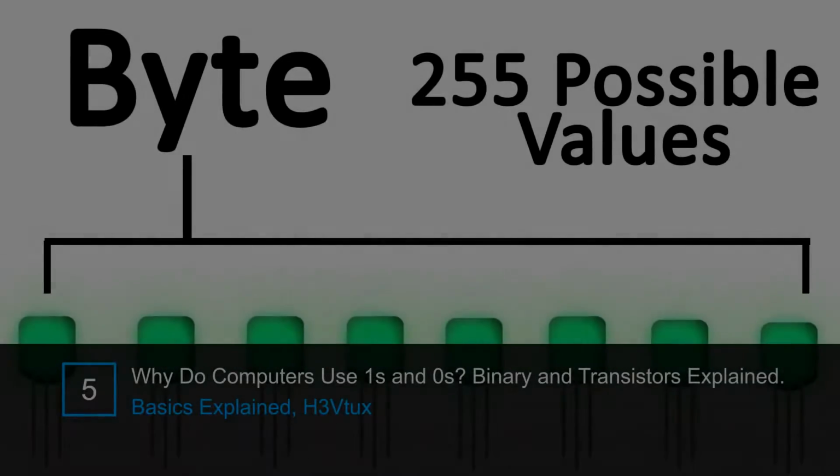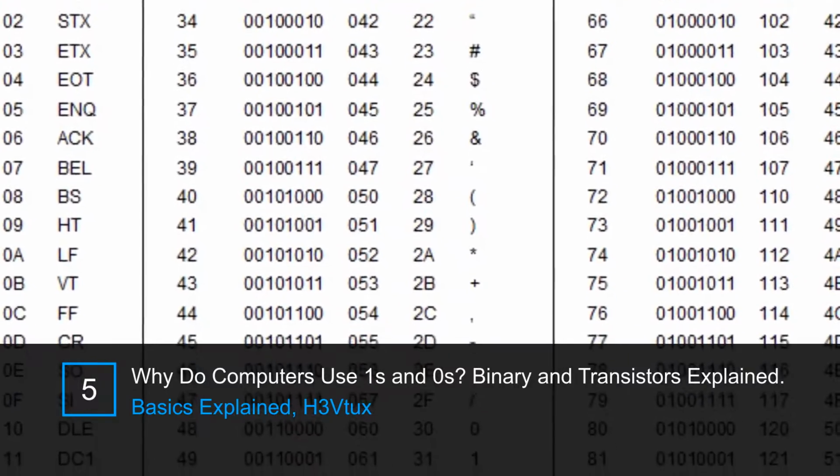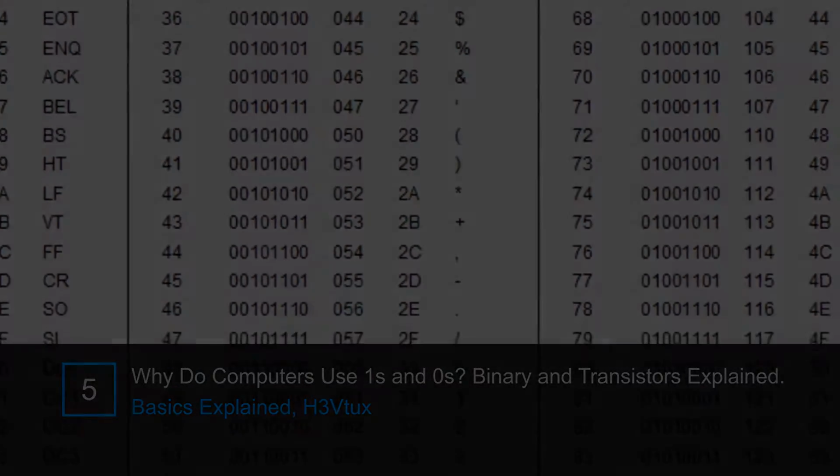And because a byte has 8 digits of binary to work with, and 8 digits of binary can represent up to 255 values, ASCII had 255 letters and symbols to choose from.